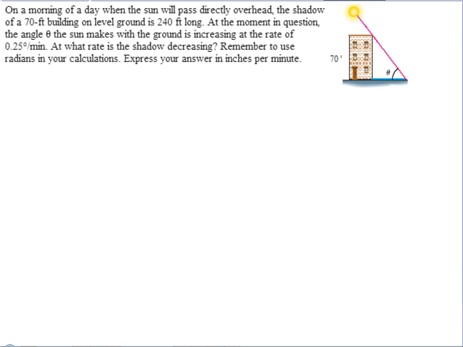I wasn't recording it. So the question is the 240-foot line, is it this? No. What is it? It's the ground. Right, so the shadow is 240 feet long, and so there's the shadow right there that we're measuring from the edge of the building.